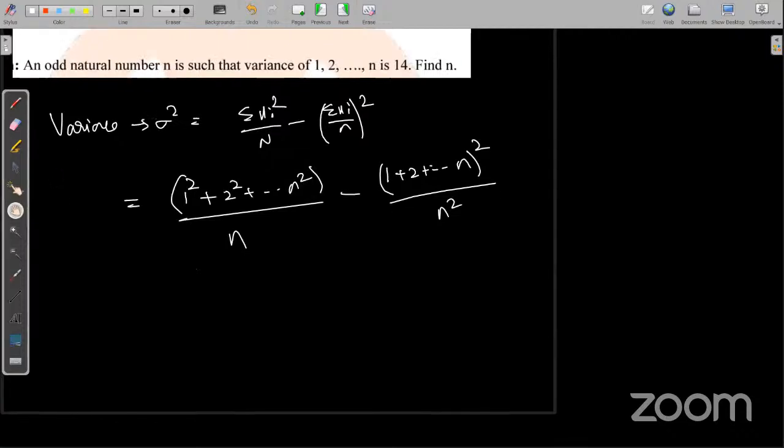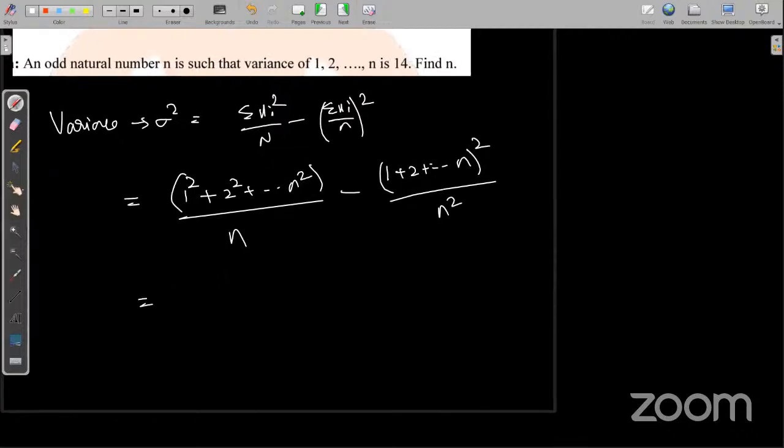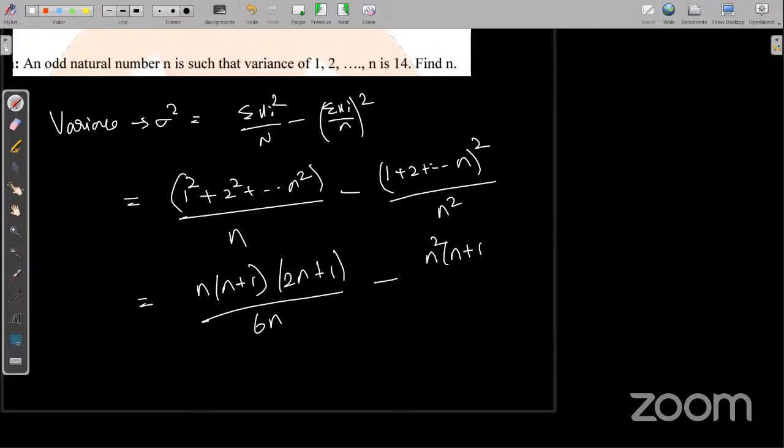So how can we proceed here, guys? 1 square plus 2 square plus so on is the sum of the squares of natural numbers, which we know: n into n plus 1 into 2n plus 1 by 6. So divided by n, minus the sum of natural numbers, n into n plus 1 by 2, whole square, divided by n square. So it will become n plus 1 whole square by 4. So this is what we got.